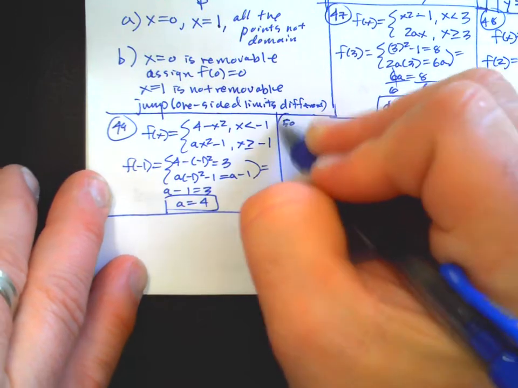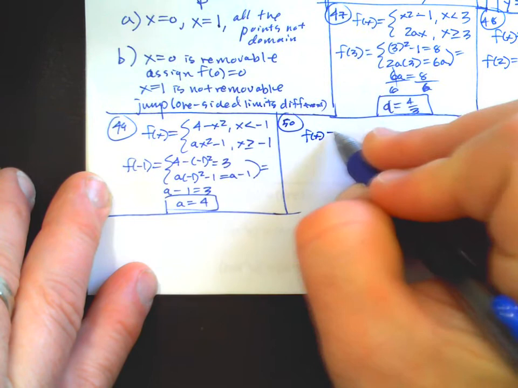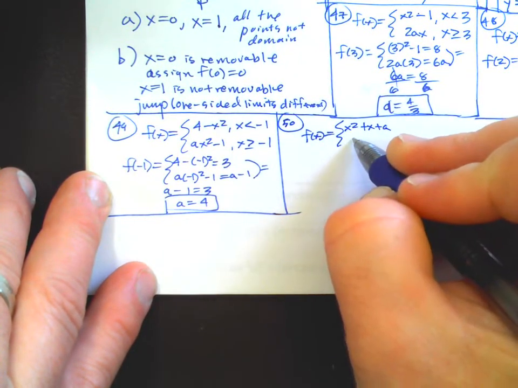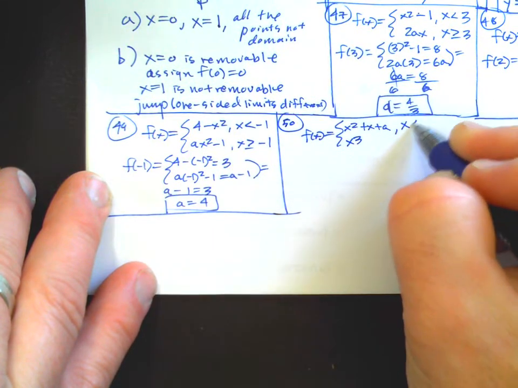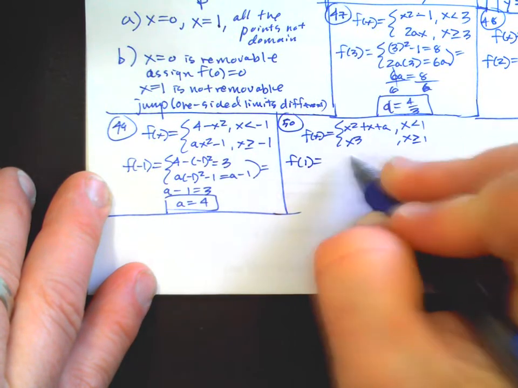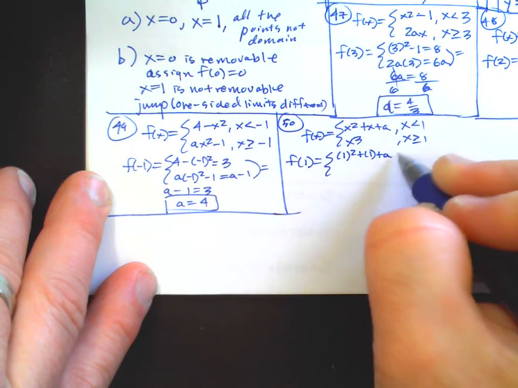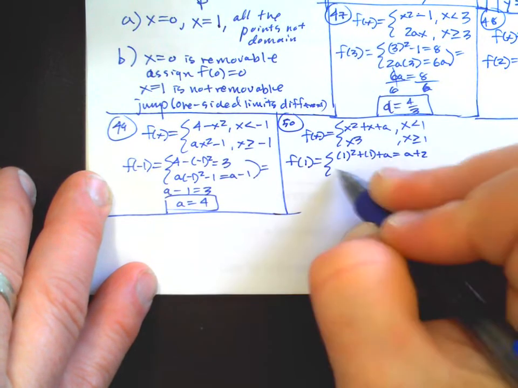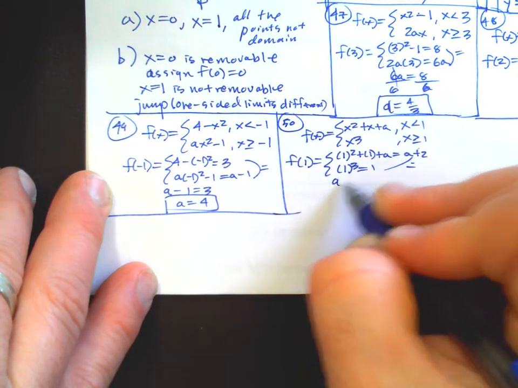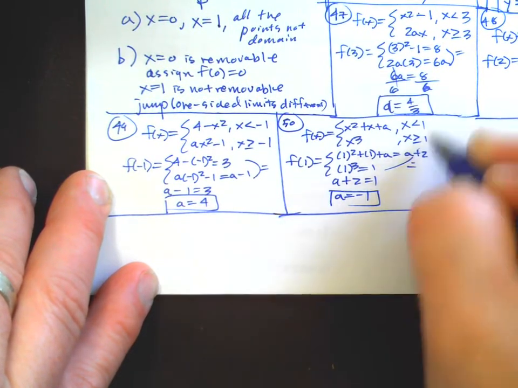And 50, same deal. Piecewise function: x squared plus a for x less than 1, and x cubed for x greater than or equal to 1. Plug 1 in, and we get a plus 2, and we get 1, and these have to equal each other to be continuous. So a plus 2 equals 1, so a equals negative 1. Okay.